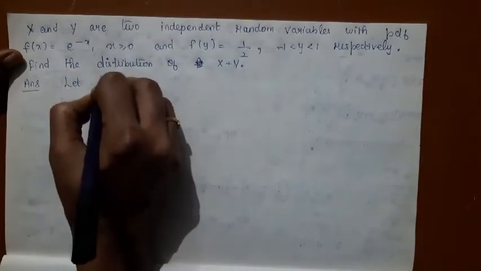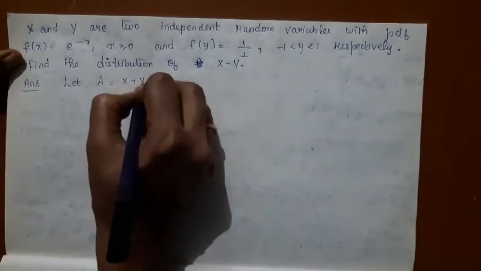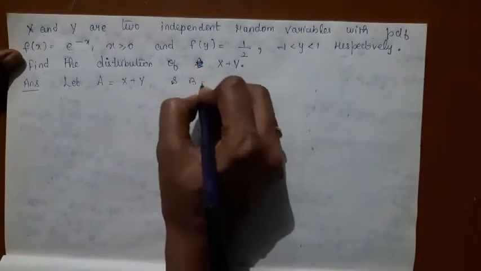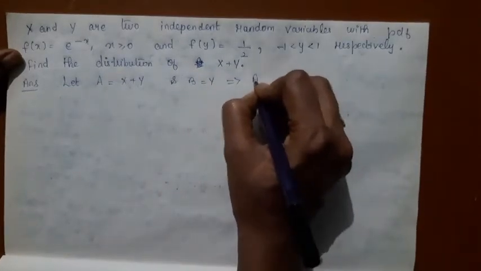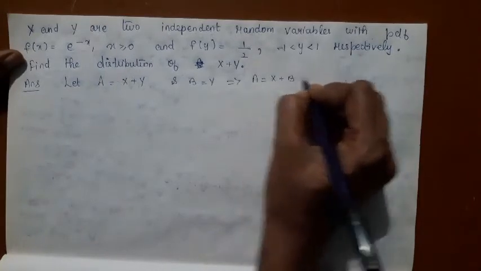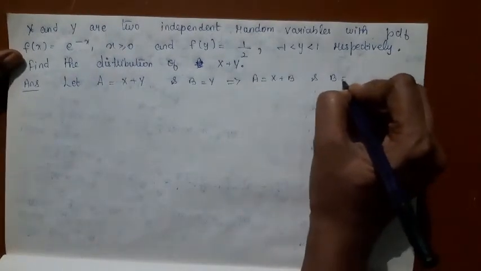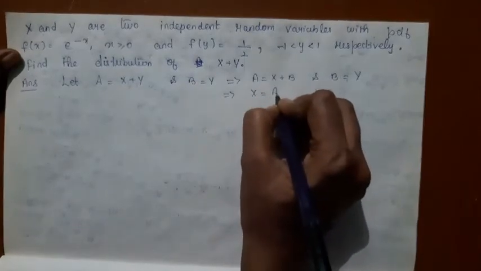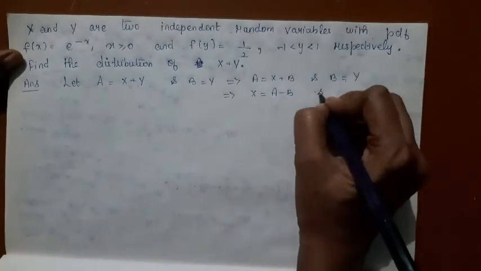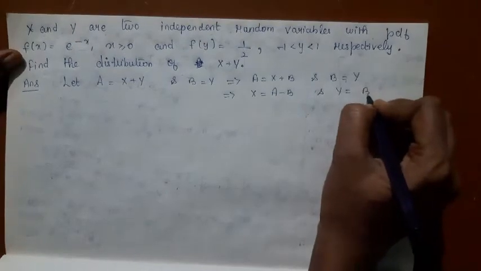Let me take a = x + y and b = y, which implies a = x + b and b = y, which implies x = a - b and y = b.